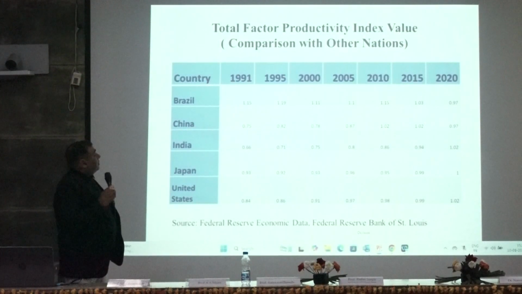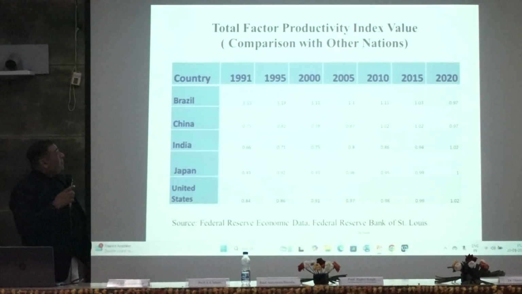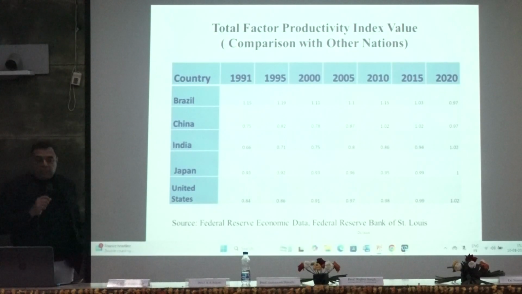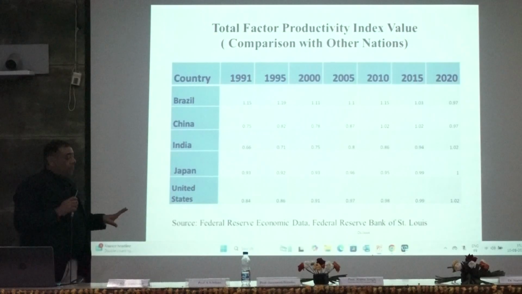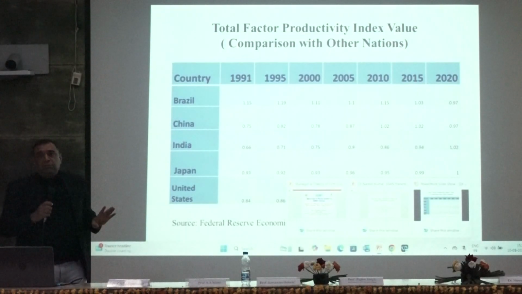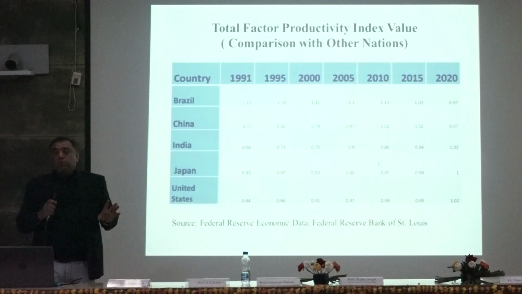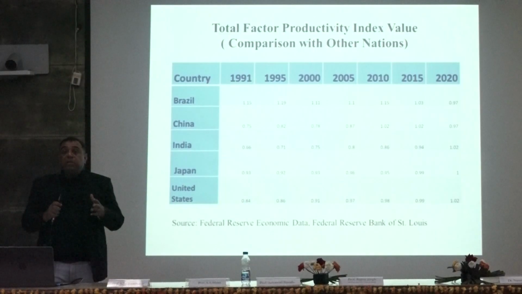Now this is the total factor productivity index value comparison with some other countries. You can see Brazil, China, India, Japan, and United States. These are data from the Federal Reserve's economic data, and you can compare with some of the developed countries. But one thing you must remember is that India has a huge population.